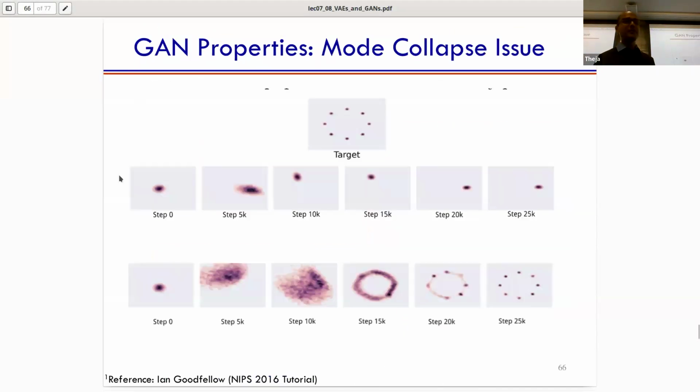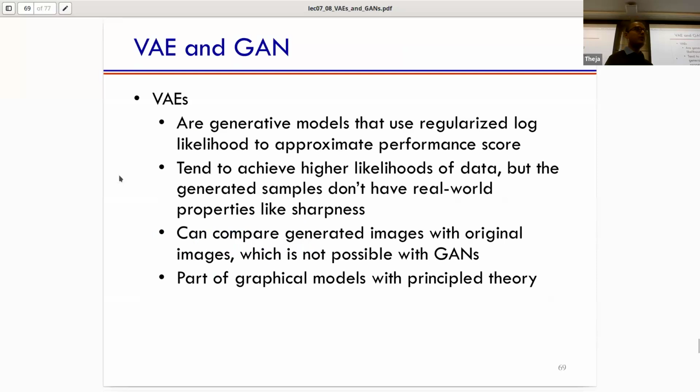Okay, let's wrap it up. Just to wrap up what we covered today, VAEs are generative models that use regularized log likelihood. You can think of it that way because there's a reconstruction term, and also a regularization term, the latent loss term. They tend to achieve higher likelihoods on data, but the samples look blurry. That's an empirical observation.